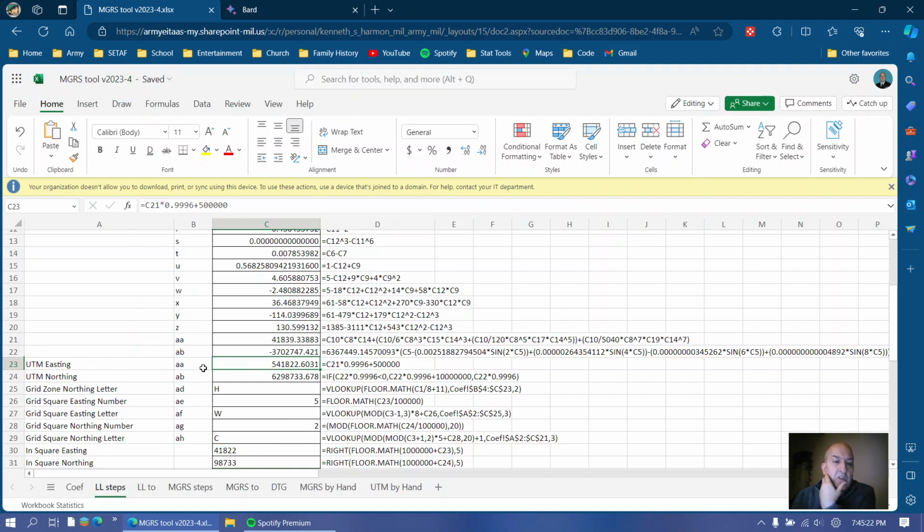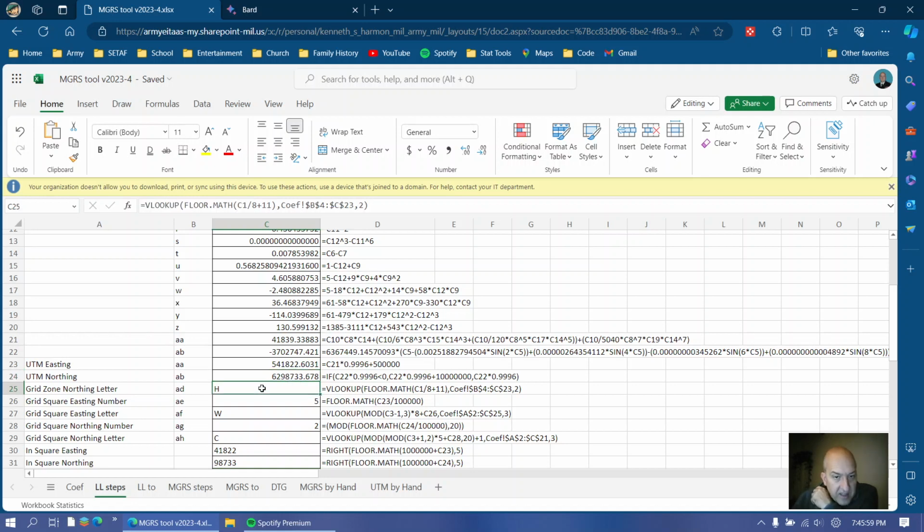When we're talking UTM, this is the easting UTM, and the 41822 becomes the piece that's going to turn into the MGRS, the easting part of the MGRS. The northing, the 62 is the 100,000 spot, and then these 5 digits, 98733, that's going to be for the MGRS.